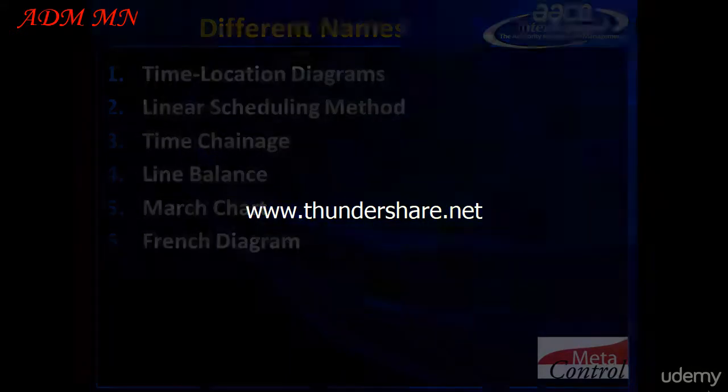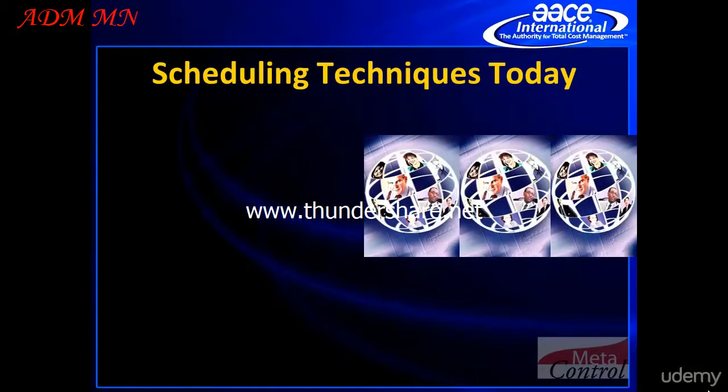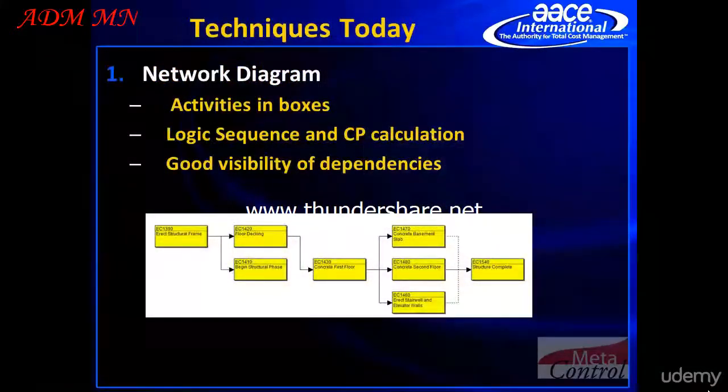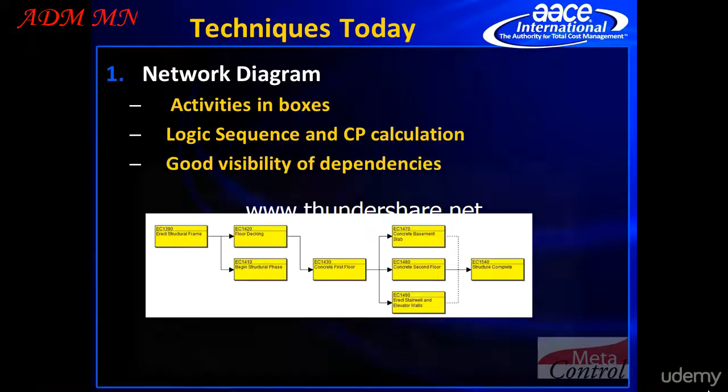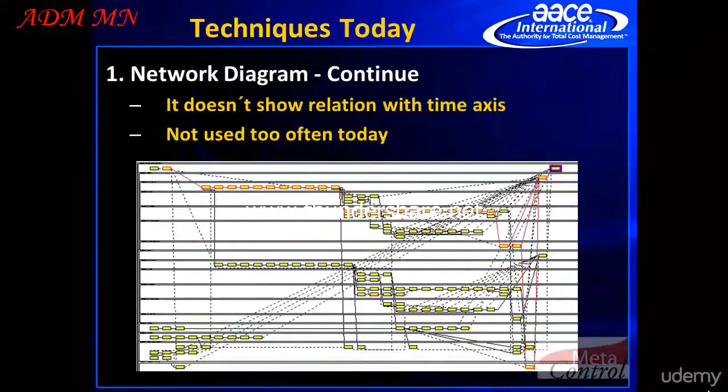First of all, let's make a quick review of the techniques planners are using these days to plan projects. Let's start with the network diagram. The tasks are shown in information boxes. There is a good visibility of dependencies between activities and a good visibility of the critical path too. The problem is that it doesn't show any relation with a time scale. It's pure logic. That's why today it is barely used.